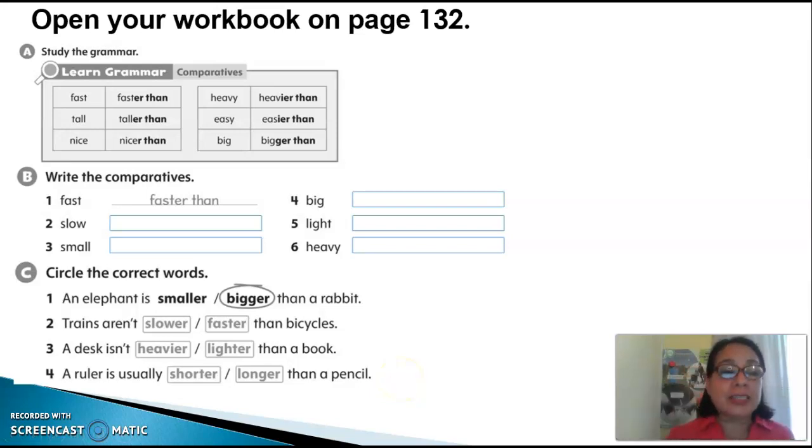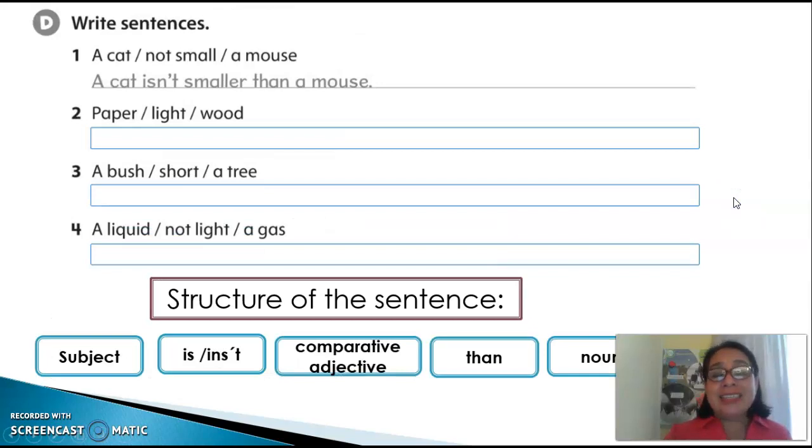So let's continue. Answer this activity. When you finish, check it with your ebook. Like this, I gave you an example. Slow, slower than. Now, in exercise D, you will write sentences, okay?